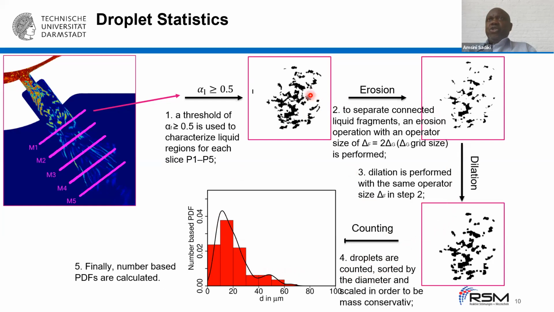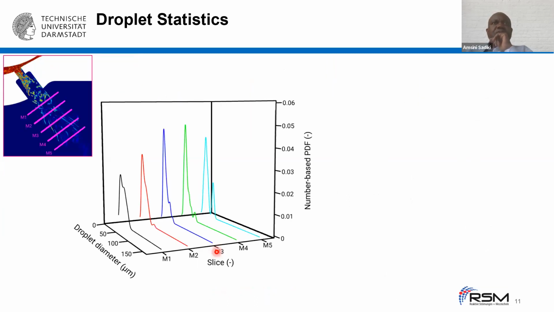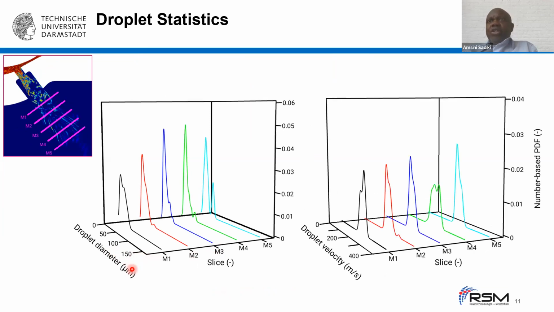So the threshold, the erosion to separate the connected liquid, the dilatation so that we obtain such kind of droplets. And then we count these droplets and we obtain the droplet size distribution. And with this, in this G2 configuration, we obtain these results at these different slices, providing the droplet size distribution, and we can also obtain the droplet velocity.